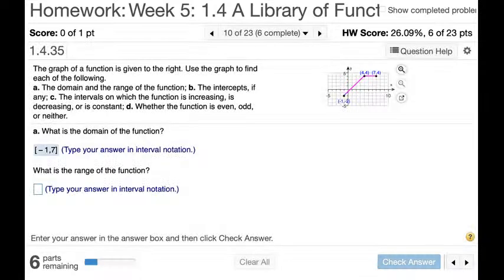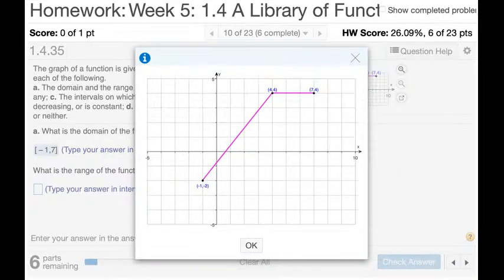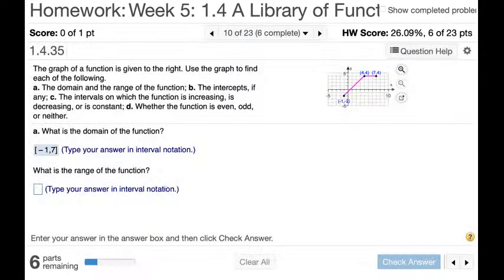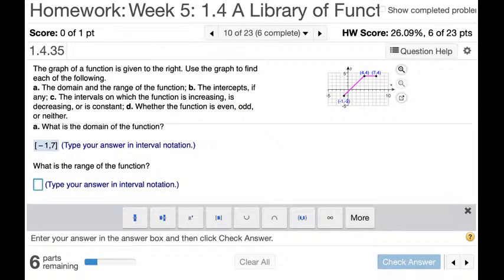The range is the very bottom to the very top. The lowest y value is -2. The highest y value is 4. And we actually reach those. So this goes from -2 to 4. Square brackets in this case, -2 to 4.